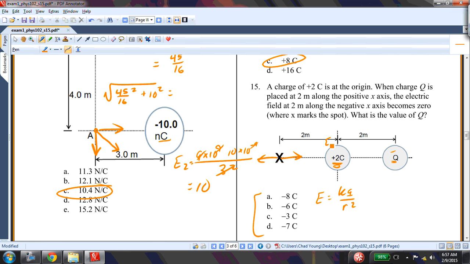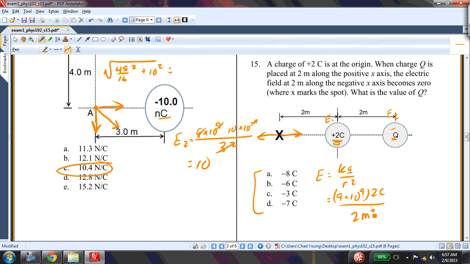I'm going to go ahead and call this E1, and we'll call the one here E2. That's going to be 9 times 10 to the ninth, 2 coulombs over 2 meters squared. All right, and due to this one, E2, that was E1, it's going to be 9 times 10 to the ninth, Q over 4 meters squared. All right, so I'm getting this distance is twice this distance, and so I get a factor of a quarter here. That means Q has to be 4 times as big. That means Q has to be 8.